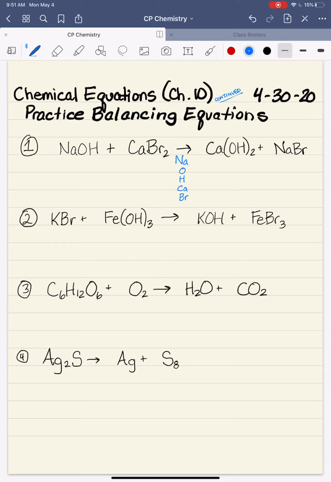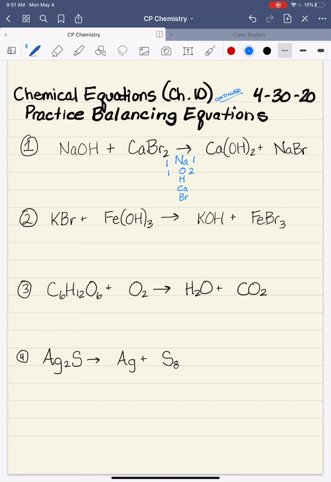All right, on my left side, I have 1 sodium. On my right, 1 sodium. On my left, 1 oxygen. On my right, 2 oxygens. You can see this 2 means I got 2 of those. I've also got 2 hydrogens over there. Okay.